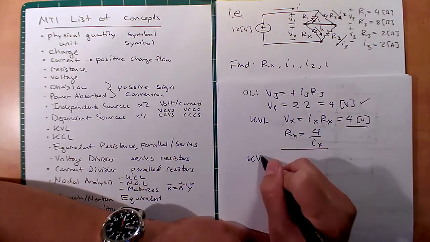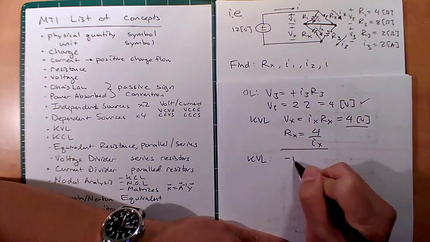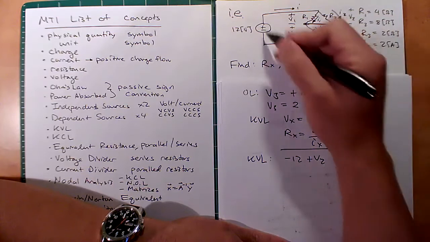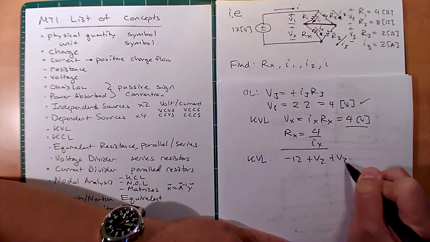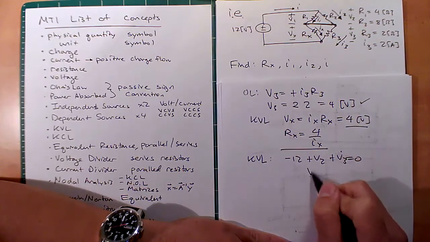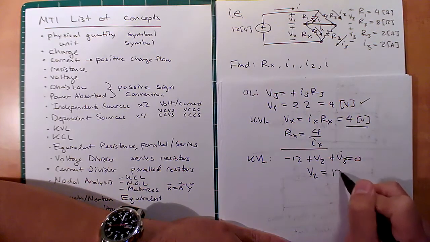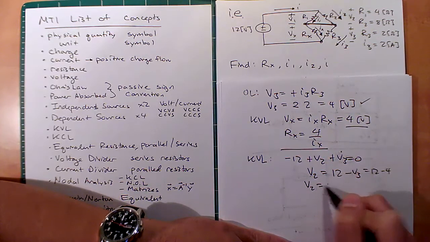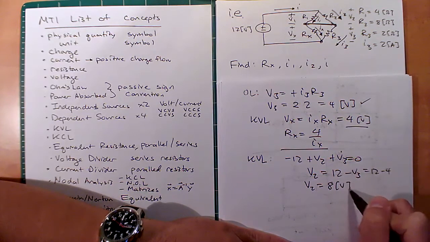So let's do a KVL. And we can say minus 12. Let's just do the outer one: minus 12 plus V2 plus V3 is equal to 0. We know V3, which is 4, so we can say V2 is equal to 12 minus V3, or 12 minus 4. So V2 is equal to 8 volts.